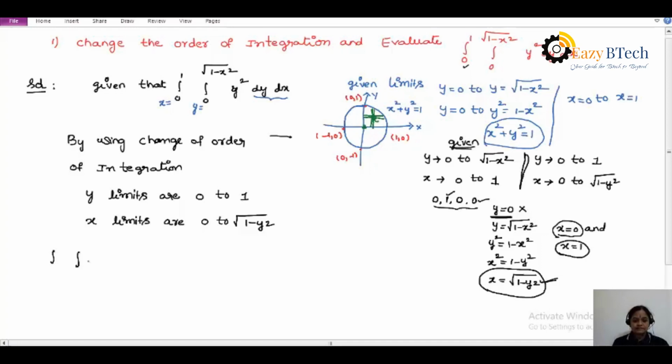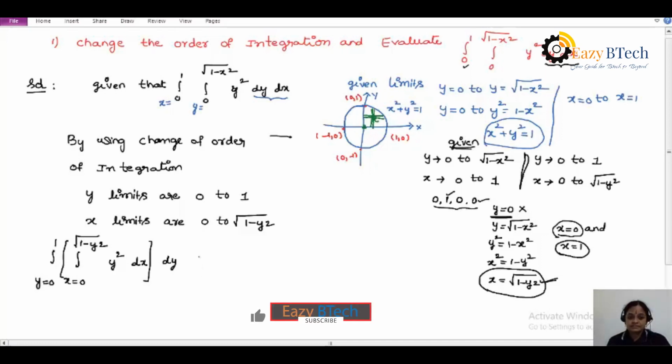See how I am writing. The first variable limits are x here: x is equal to 0 to root of 1 minus y square and y is equal to 0 to 1. The given integrand function is y square. See here the question has the order dy dx. Now we changed the x limits in terms of y here. Then you have to write dx first, because the variable limits are for x, and then dy. This is nothing but change of order of integration. We are changing the order of integration here.